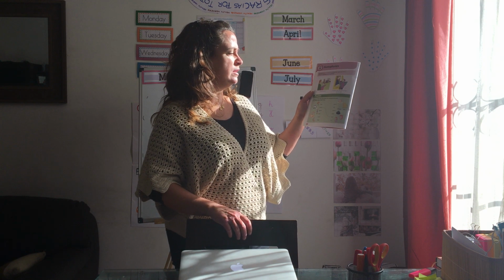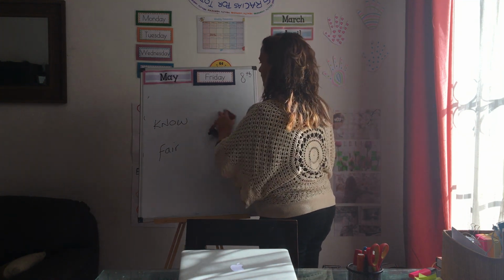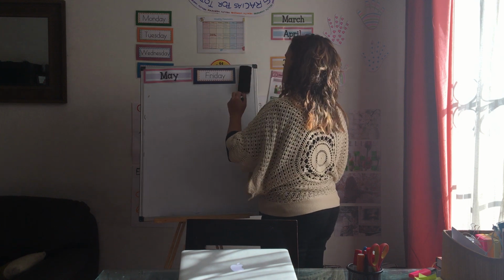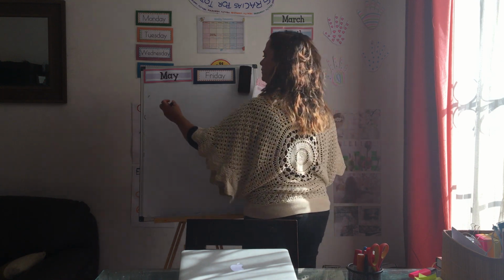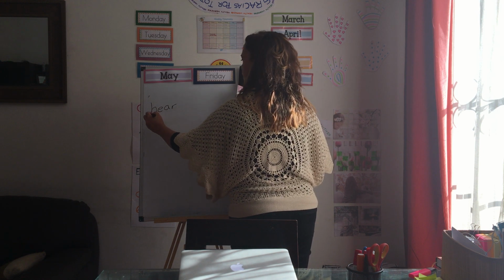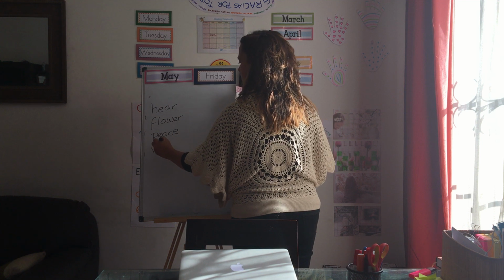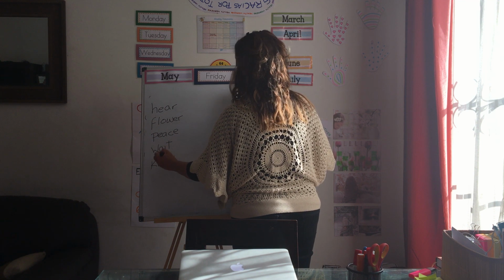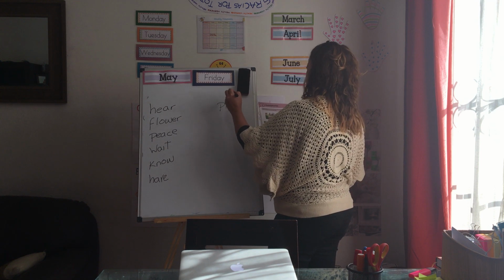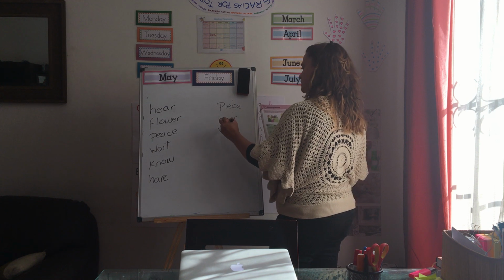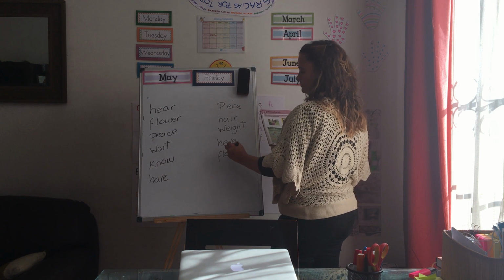So, the words are here, let me write them here for you. Here, flower, peace, wait, no, and here again. So, I've got here, flower, peace, wait, no, and here. And on the other side we've got peace, here, wait, here, flower, and no.